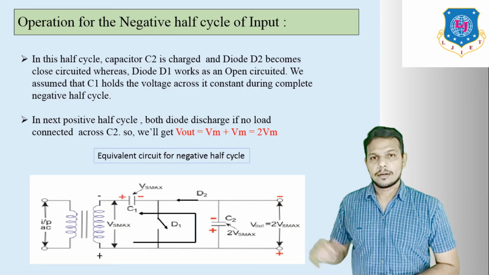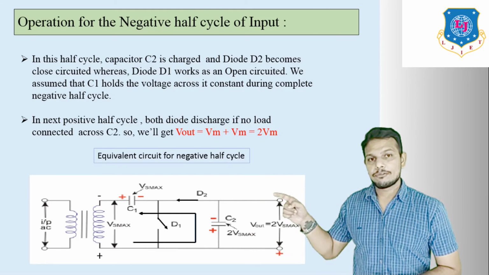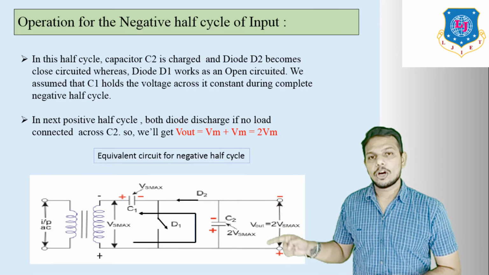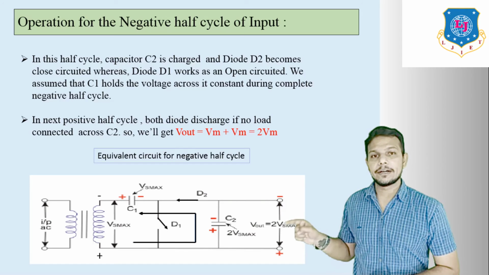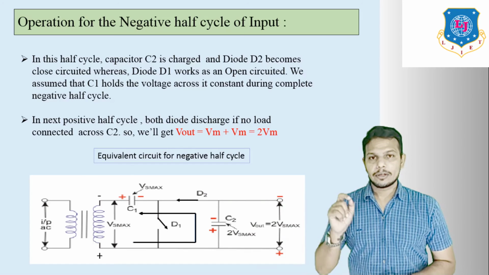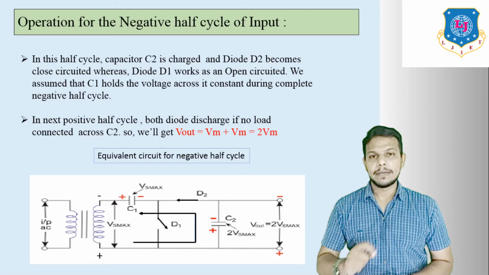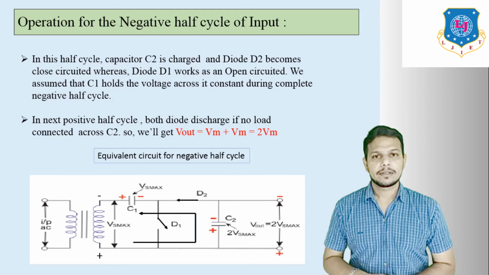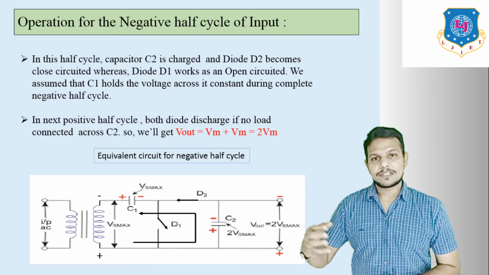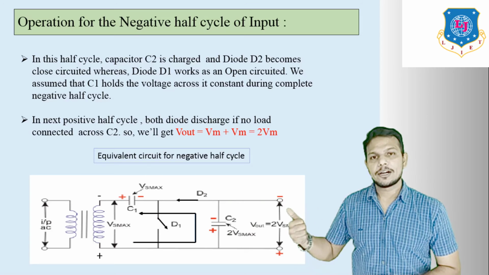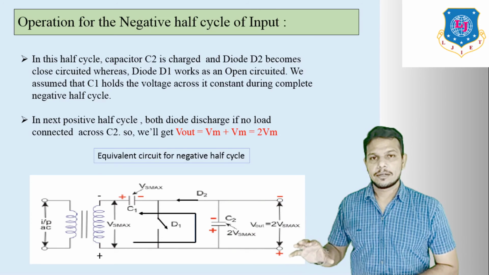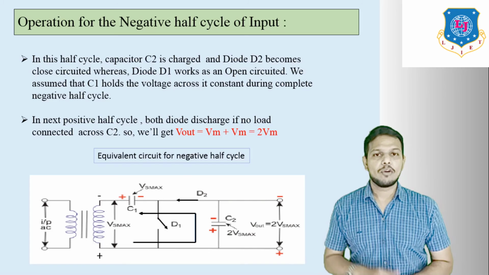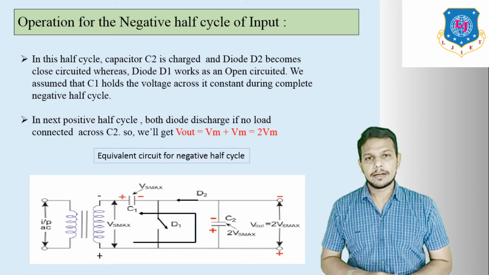Now one question may be raised: why are we not connecting RL, the load resistor, across this terminal? Because if we connect RL here, the charge of capacitor C1 will be discharged through this resistor. So we have to hold the charge of capacitor C1. That's why we are not using the load resistor RL here. From this process we can get double the output. So this is the doubler.